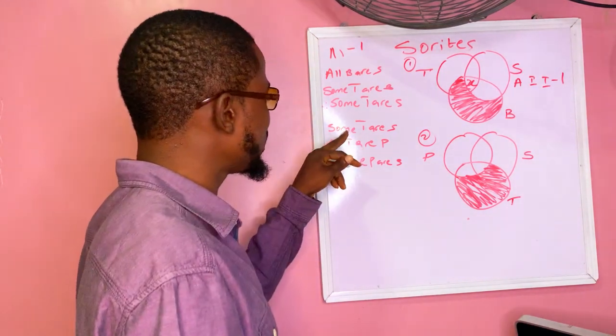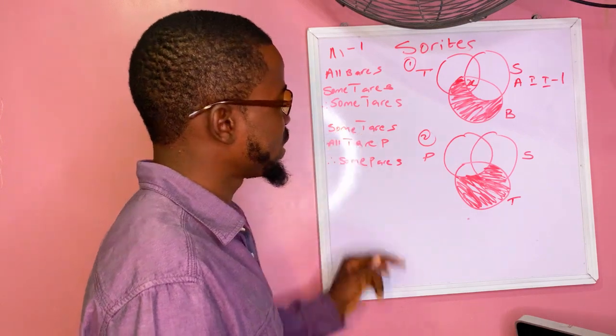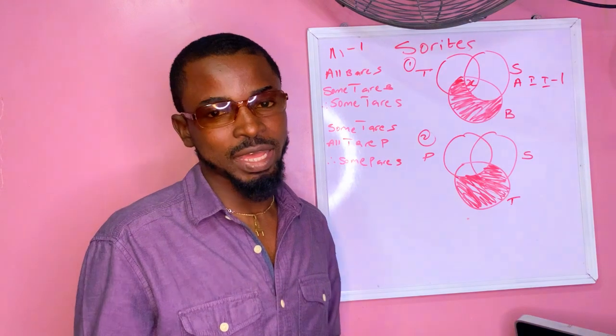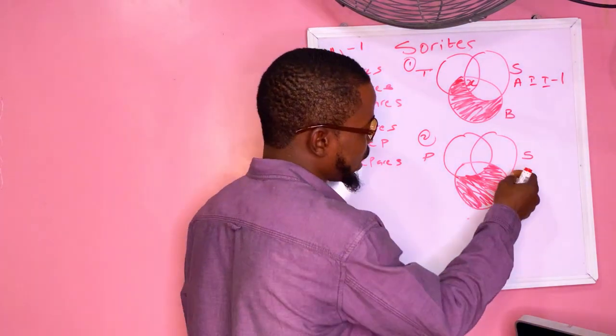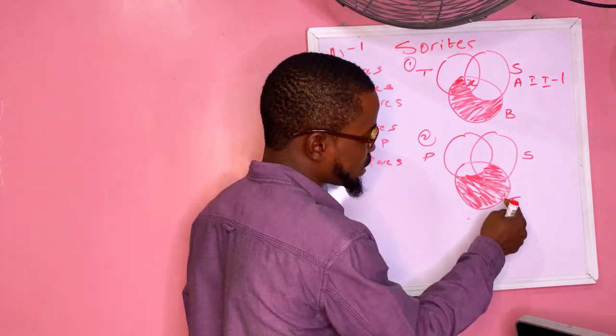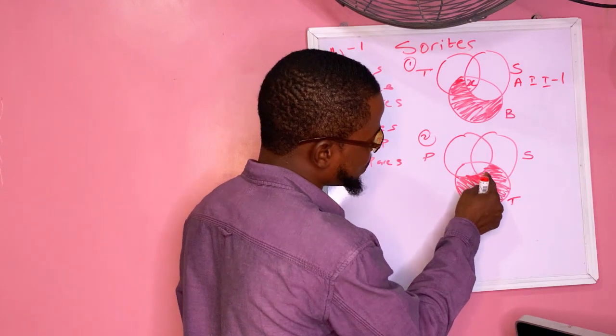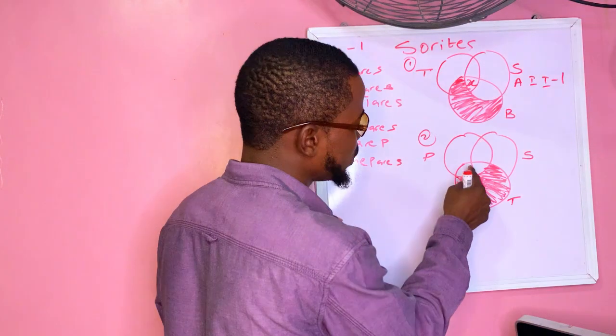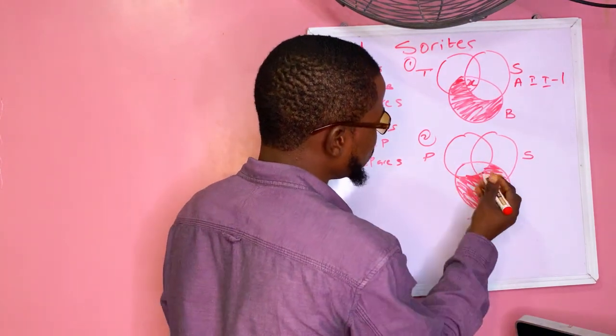Then this next one is saying that some T are S. So I just need to put X where T and S come together to show that there are some people there. So some T and X. This is the circle of S and this is the circle of T. So this particular place where T and S come together is already empty. I cannot put my X there again, so my X has to be in the middle.